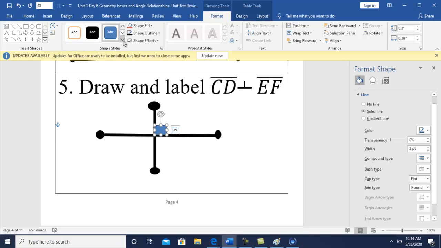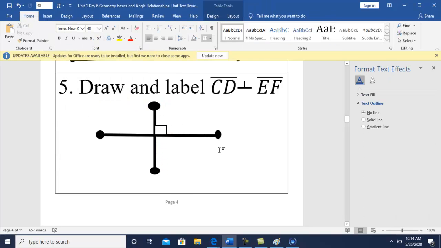Okay, they are perpendicular to each other. Okay, one more.